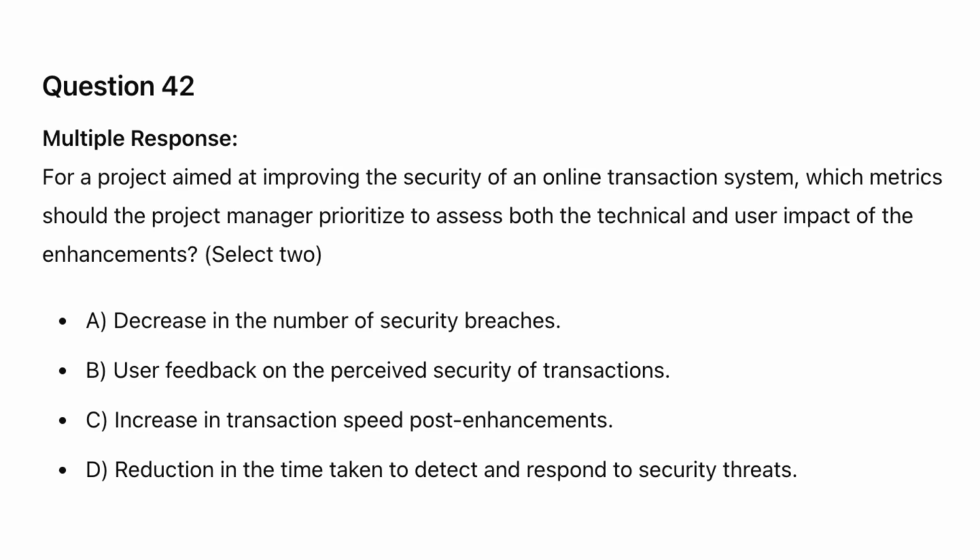Question 42. For a project aimed at improving the security of an online transaction system, which metrics should the project manager prioritize to assess both the technical and user impact of the enhancements? Select 2. A. A decrease in the number of security breaches. B. User feedback on the perceived security of transactions. C. Increase in transaction speed post enhancements. D. Reduction in the time taken to detect and respond to security threats.